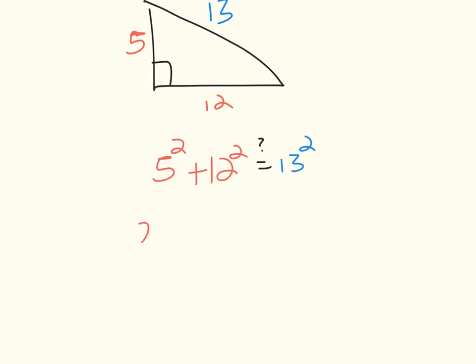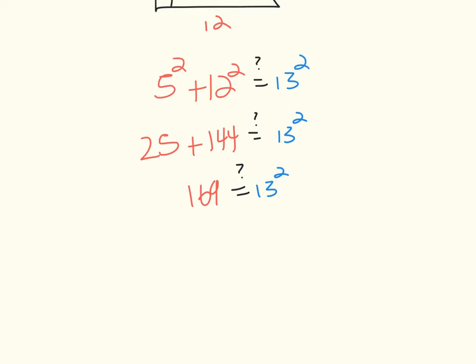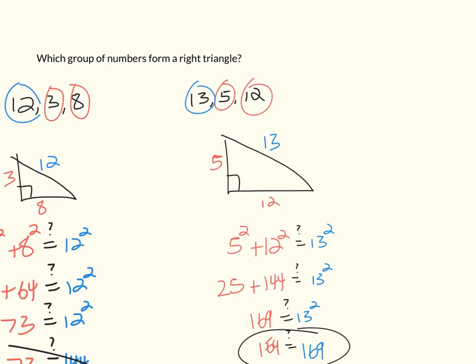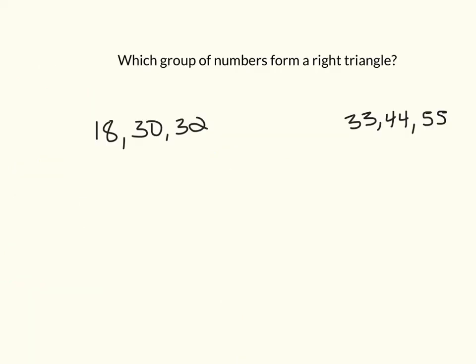5 times 5 is 25. 12 to the power of 2 is 144. 25 plus 144 is 169. And does that equal 13 to the power of 2? 13 to the power of 2 is 169. So is 169 the same as 169? The answer is, of course, yes. Since those are the same, this group of numbers forms a right triangle. Go ahead and try this problem, and then hit play when you're ready to check your answer.